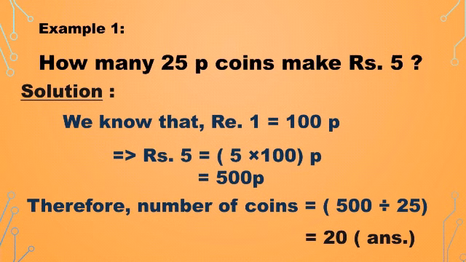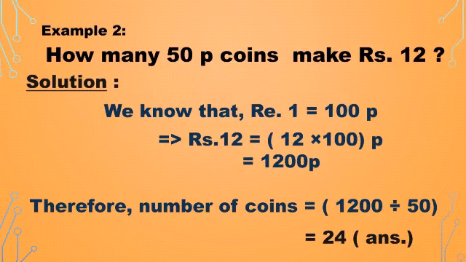Here I have done, see, we know that 1 rupee equals 100 paise. So 5 rupees equals 5 into 100 paise, equals 500 paise. Then we have to divide it by 25 paise. So after that I have got 20. You can show the division also here on the side. This way we can solve this type of sum also.